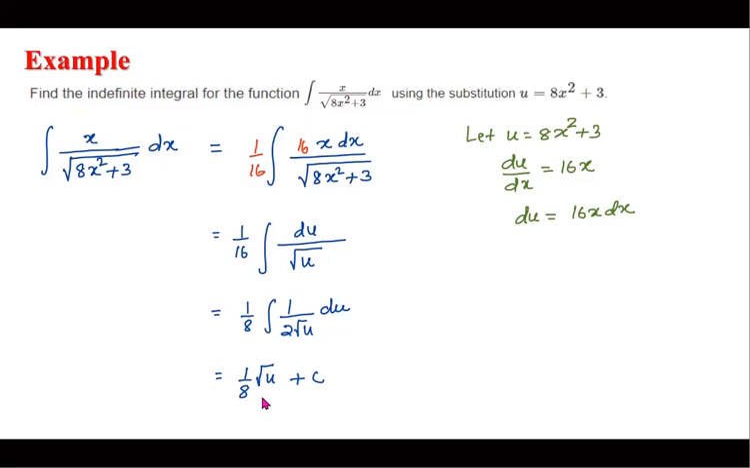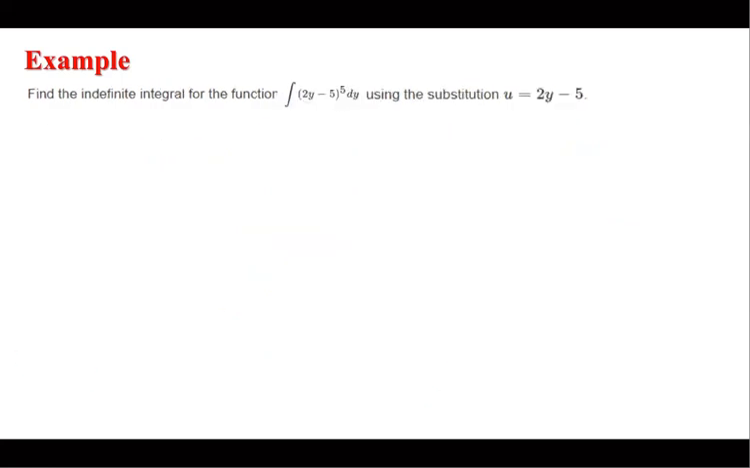So in order to fit that situation, I just split that 16 to 8 and 2, 8 times 2. And then du, I wrote 1 times du. That is my answer, but not the final answer. Final answer should be in terms of x. So it will be 1 over 8 square root of u, where u is 8x squared plus 3. And at the end, we have a plus c. So this is how we can use U substitution to find the indefinite integral. That is example 2. Time for example 3.